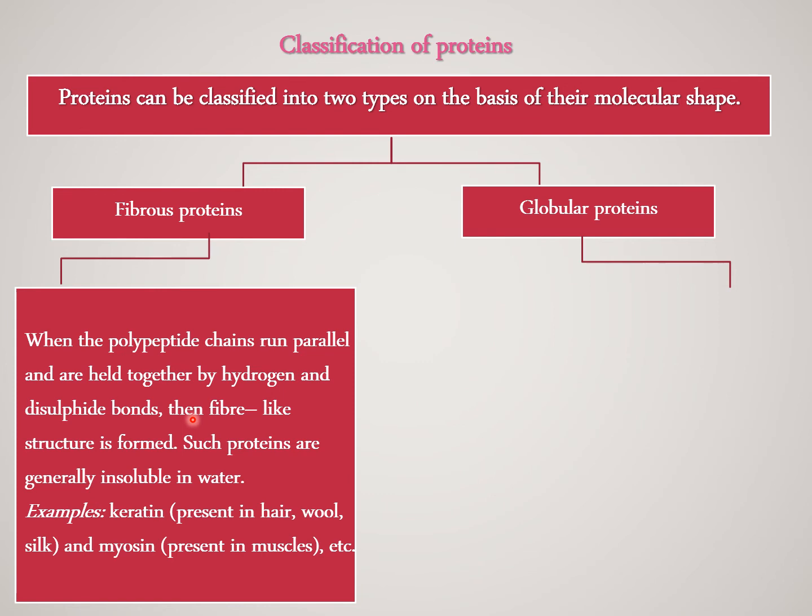For example, all the proteins which are structural materials, such as keratin, which is present in hair, wool, etc. Myosin, which is present in the muscles. Then fibroin, which is present in silk. Collagen, which is present in tendons. All these come under the category of fibrous proteins.